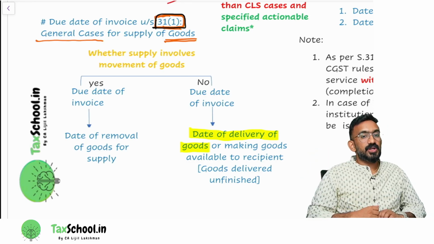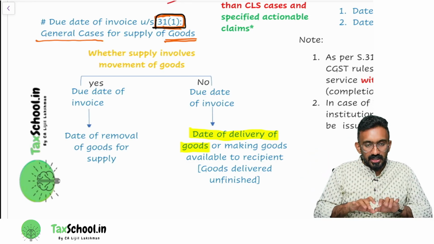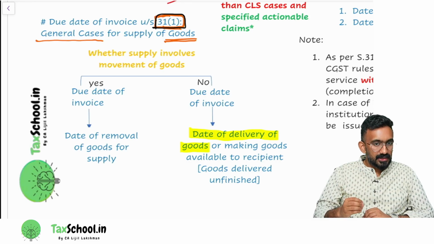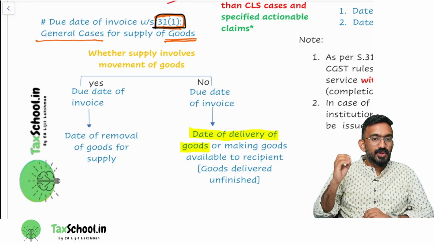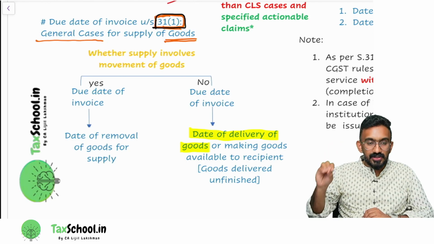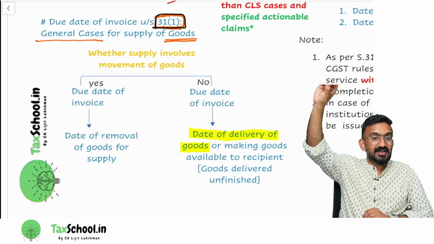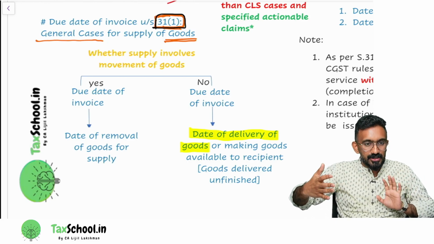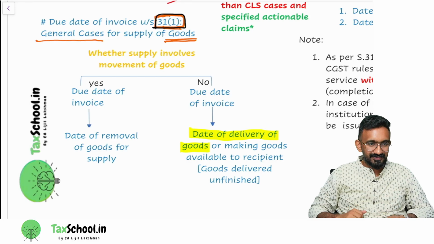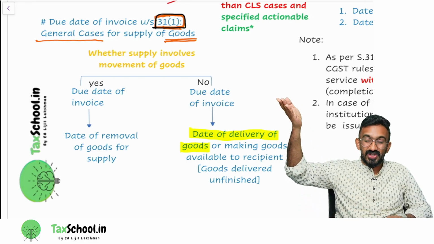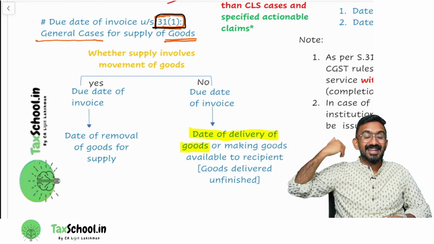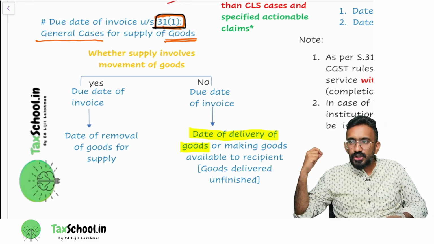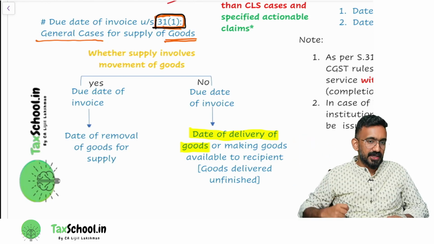What if there is transportation involved? If transportation is involved, say you ordered some product on Amazon, will they give you a bill? Will they give you a bill after the product reaches you or before the product has even started transportation? Even before transportation, because the transporter should have a bill with you. Have you seen in Amazon on the box itself they give bill? So they said, if there is movement of goods, the answer is yes. Your due date of invoice is the date on which the supplier is removing the goods to give it to the transporter. So look at the wordings that they have given. Due date of invoice, date of removal of goods for supply.